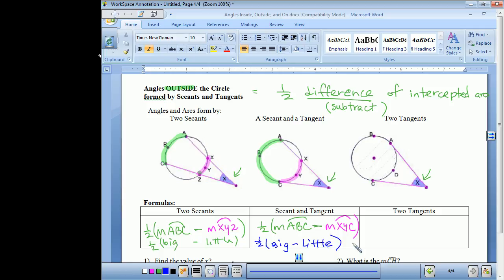Okay, I want you to try to write the formula for the one with the two tangents. See if you can take what we did in the first two and write the correct thing for the last one.